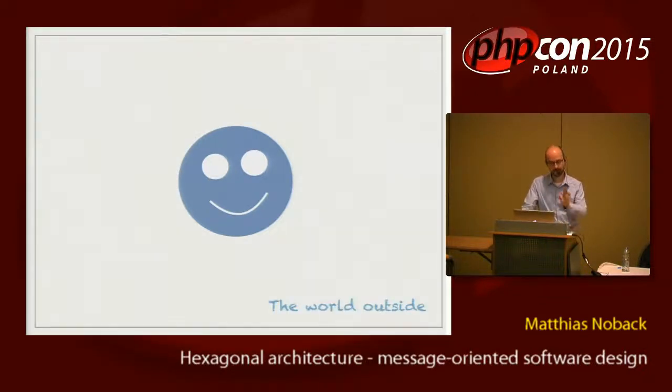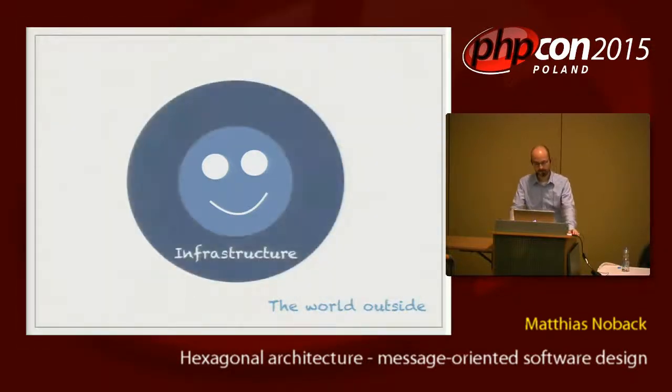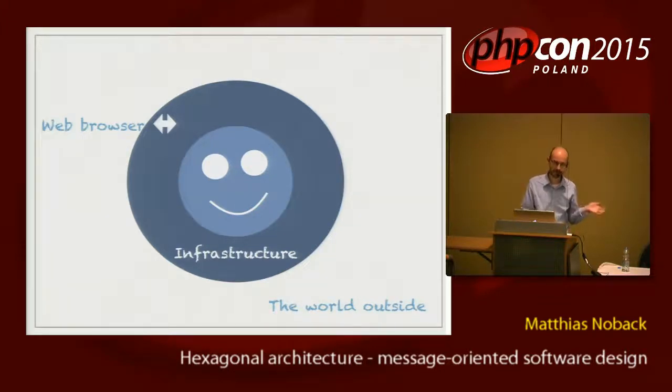So how do we do this? We have the core, we have the world outside, and we need a lot of things going on between them, of course. Otherwise, the application would just be some nothingness hanging out there on a server. We put a layer on top of the core, and we call that layer infrastructure. It will contain code to communicate through the web interface. So we allow a web browser to fetch something from our application, or maybe just to send a request to it to initiate some change.